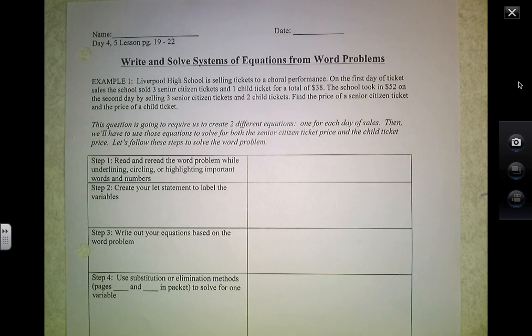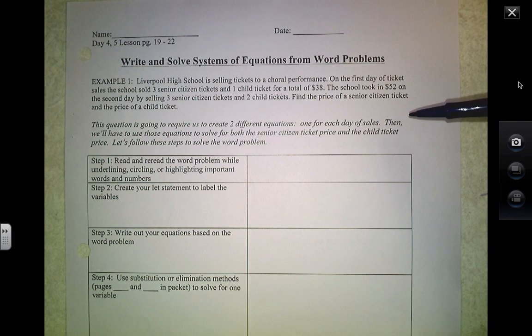On page 19 in your packet, there's a very similar process outlined for you on the left-hand side. Take a look at the top. The example that we have here is your word problem. Liverpool High School is selling tickets to a choral performance. On the first day of ticket sales, the school sold 3 senior citizen tickets and 1 child ticket for a total of $38. The school took in $52 on the second day by selling 3 senior citizen tickets and 2 child tickets. We need to find the price of a senior citizen ticket and the price of a child ticket. So those are the two things we're looking for.